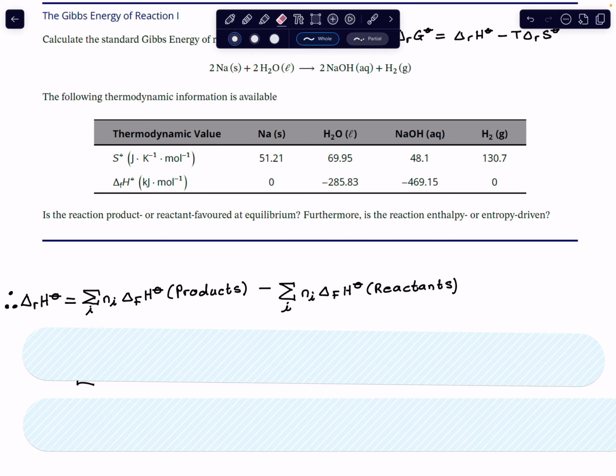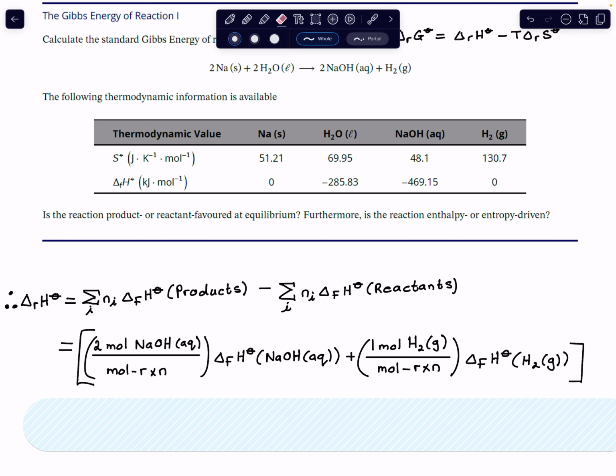So let's go ahead and do that systematically. Let's first do it for the products. We see our products are sodium hydroxide and hydrogen gas. We have 2 mole of sodium hydroxide, so we write 2 mole of sodium hydroxide per mole of reaction multiplied by the formation enthalpy of sodium hydroxide in aqueous solution, plus the stoichiometric coefficient, which is 1 for hydrogen gas, multiplied by the formation enthalpy of hydrogen gas. That is the sum of the enthalpies of formation of our products, multiplied by their stoichiometric coefficients.